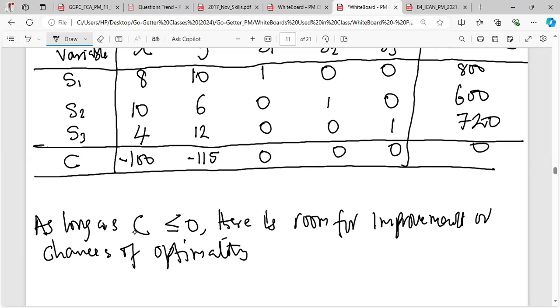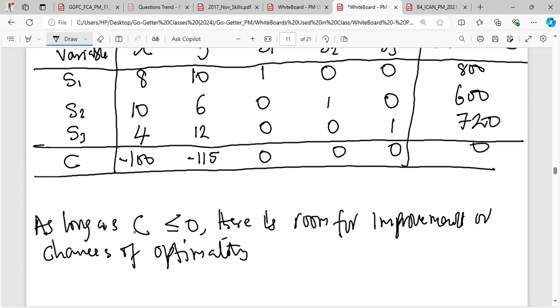So anytime you see any of these lines here having a negative, it means there is a chance that we can do something more to improve the situation. Our objective is to turn all these negatives to either 0 or positive. Once there is no negative here, we have achieved our aim and it is time to stop. But as long as there is a minus sign down here, we need to create another table.